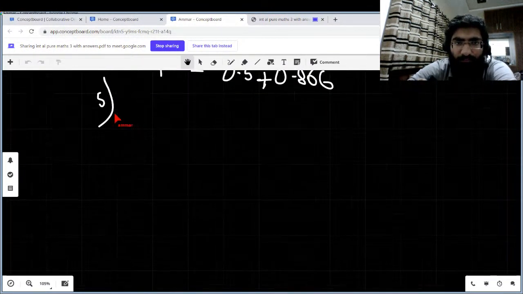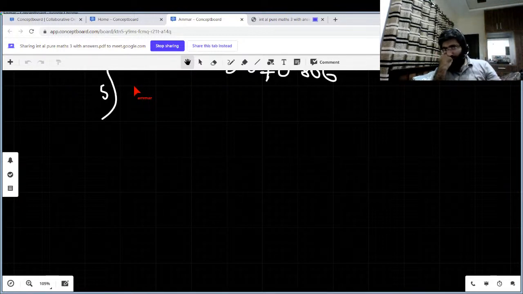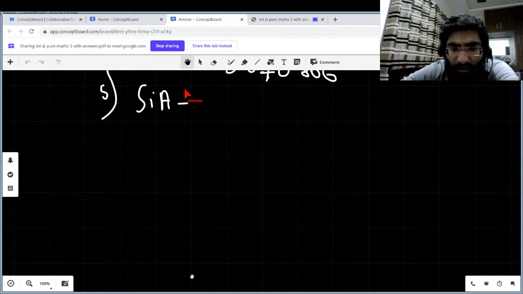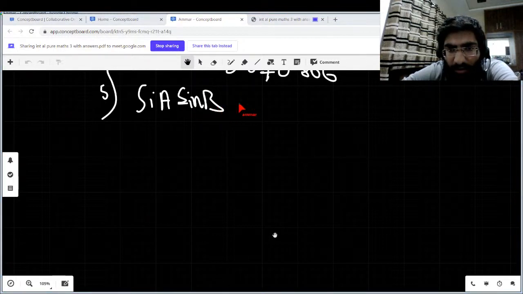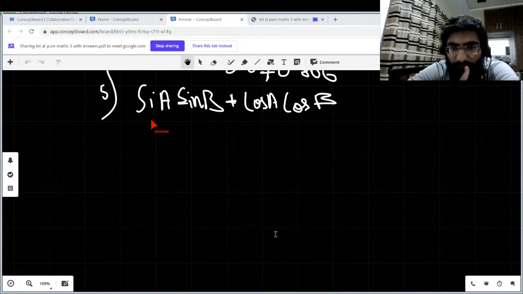Okay, yeah. 5: using the expansion of cos A minus B with A equal to B equal to theta, show that sine squared plus cos squared is equal to 1. You'll have to use the expansion of cos A minus B. So first write the formula of cos A minus B. Sine A sine B plus cos A cos B, right? Plus. Since it's cos minus, the formula has a plus. Yes, okay.